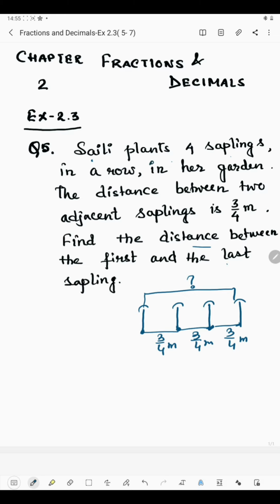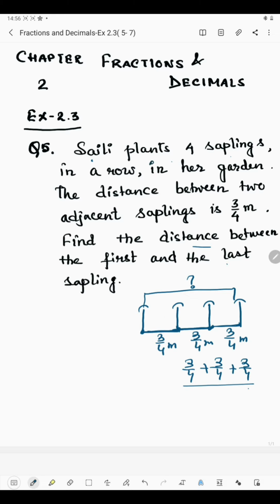Now if the distance between this is 3 by 4 and here 3 by 4 and here also 3 by 4, then we can get the total distance by addition. 3 by 4 plus 3 by 4 plus 3 by 4, right? But here since it is only 3 times, it is easier to do. But if instead of 4 saplings, suppose there are 50 saplings or 70 saplings, then it would be difficult to add, because we cannot write 70 times or 50 times 3 by 4, right? So at that time what we have to do, we will have to count the number of gaps.